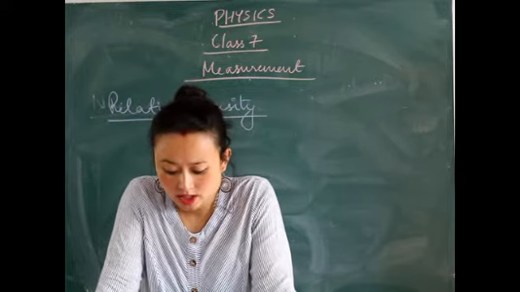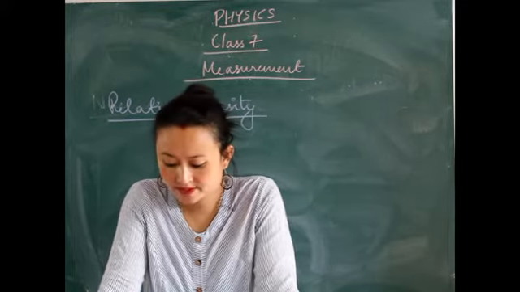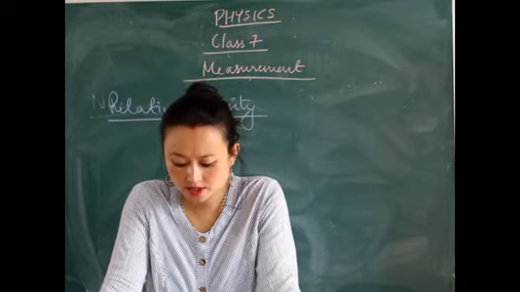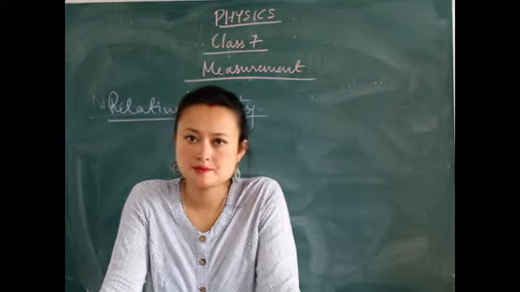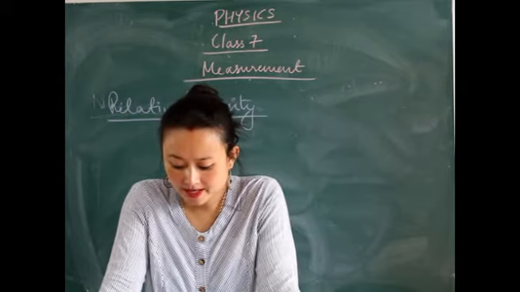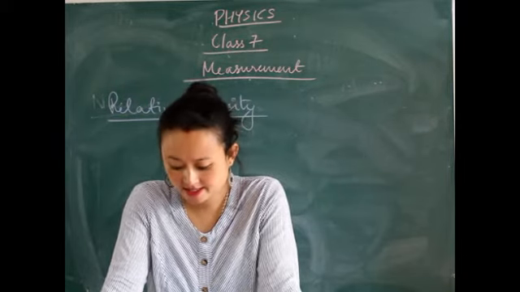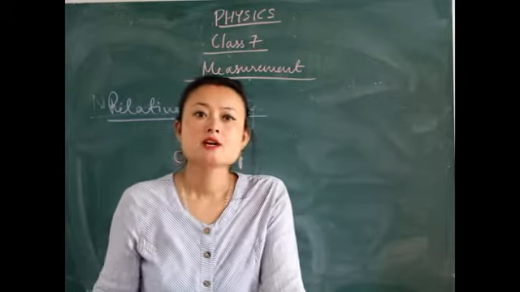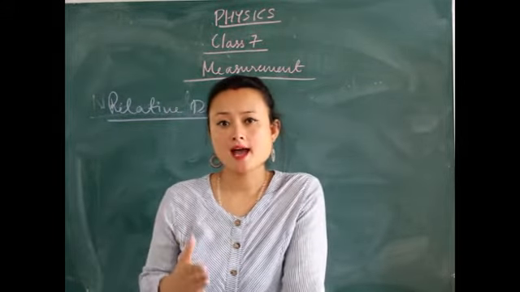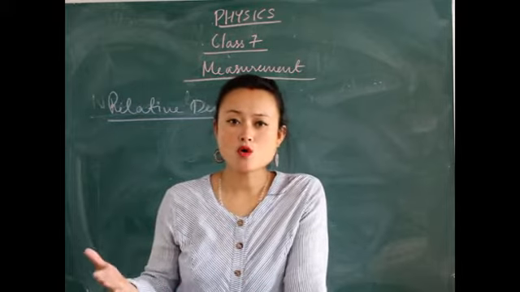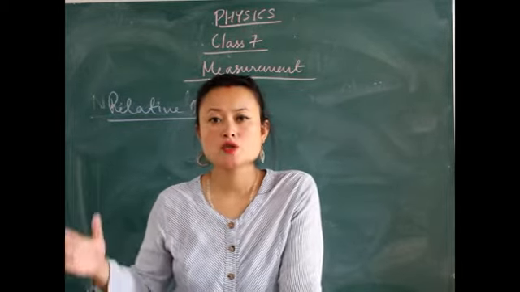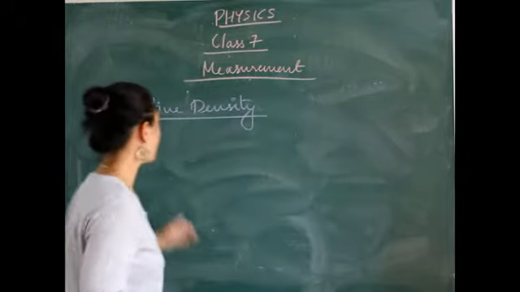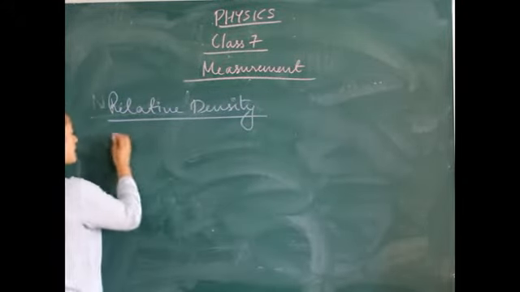The relative density. The comparison of densities of most of the substances with the density of water at 4 degrees Celsius helps us to memorize the density of a substance. So this comparative value of the substance is called relative density of the substance. So how do you define relative density? Relative density is defined as the ratio of the density of a substance to the density of water at 4 degrees Celsius.